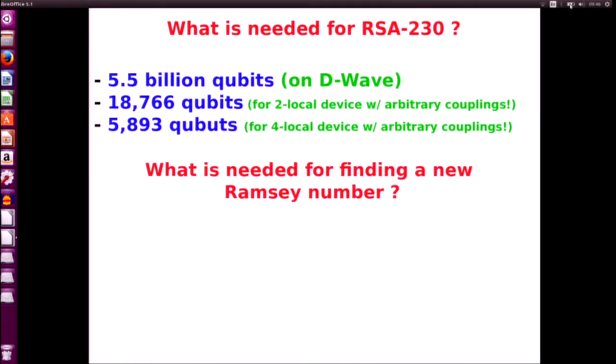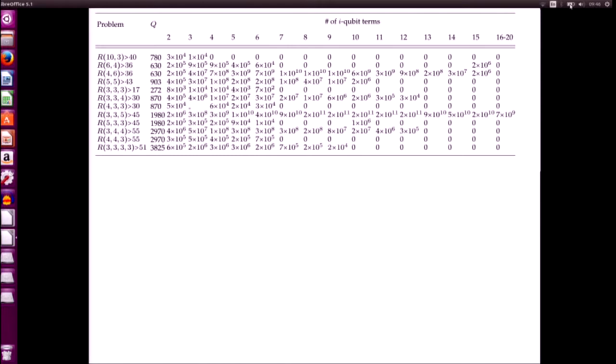What is needed for finding a new Ramsey number? There's only 9 Ramsey numbers known, but if we wanted to find one that classical computers have not yet found, this is a list of Ramsey numbers that have not been found, except for R333, which has been found. But the rest of these have not yet been found. So this one, for example, needs 780 qubits. It needs 30,000 2-qubit interactions, 10,000 3-qubit interactions. Some of these numbers, you can see it needs 2,050,000 15-qubit interactions. Give me a quantum computer with that. 2 million 15-qubit interactions.